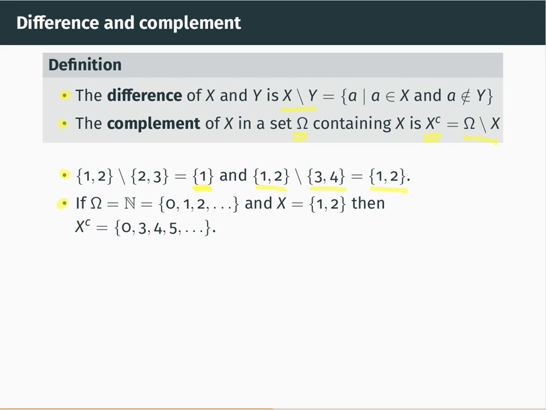For complements, if we take omega to be the set of natural numbers, so remember that's the set 0, 1, 2, 3 and so on, and if x is the set containing 1 and 2, then the complement of x in omega, that's the set difference of omega and x, so omega take x. So we simply take the elements of x and throw them out of omega, and what we're left with is 0, 3, 4, 5, 6, and so on.